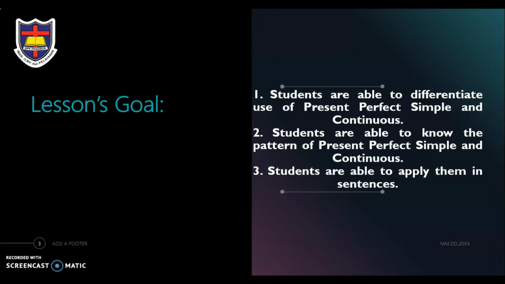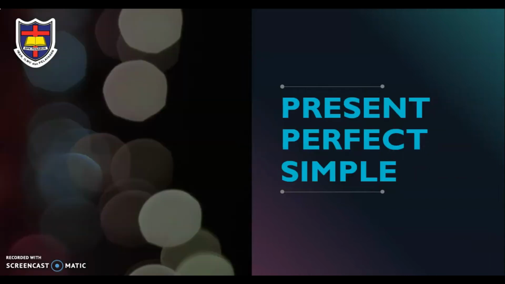First, students are able to differentiate the use of present perfect simple and continuous. The second one, students are able to know the patterns of present perfect simple and present perfect continuous. And the last one, students are able to apply them in sentences, knowing the function by differentiating, knowing the patterns, and then learning to apply them in a sentence. Next, we are going to start with present perfect simple.